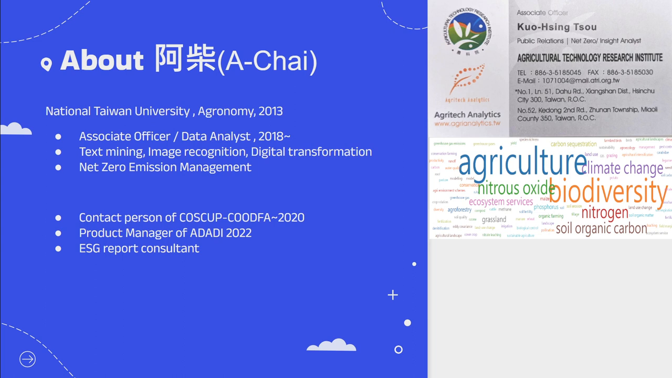And at the beginning, when I came to ATRI, I organized a text mining project. We used text mining and web crawling techniques to collect agricultural research literature from websites. And then we did statistical analysis and tried to count which topics were the most frequent, and what the hot topics are in the agricultural research area.